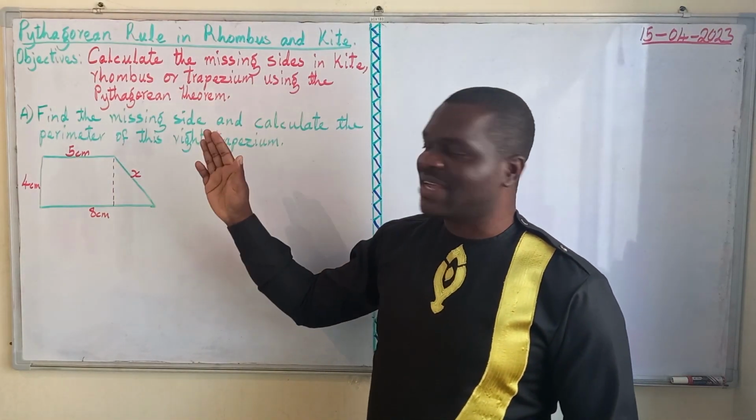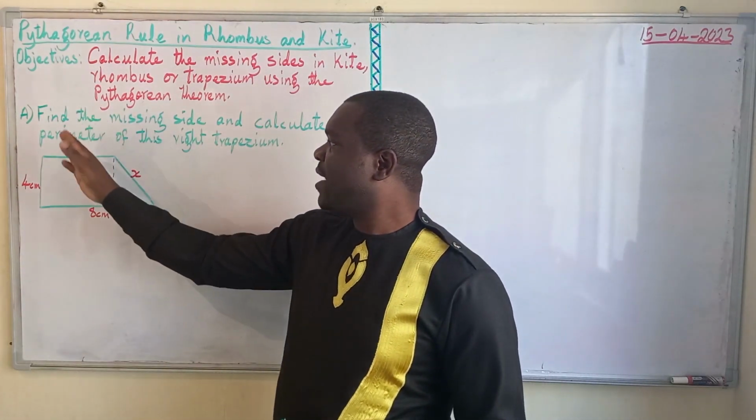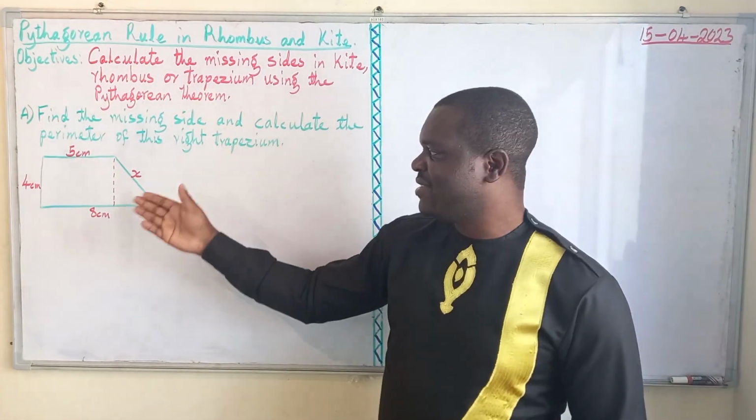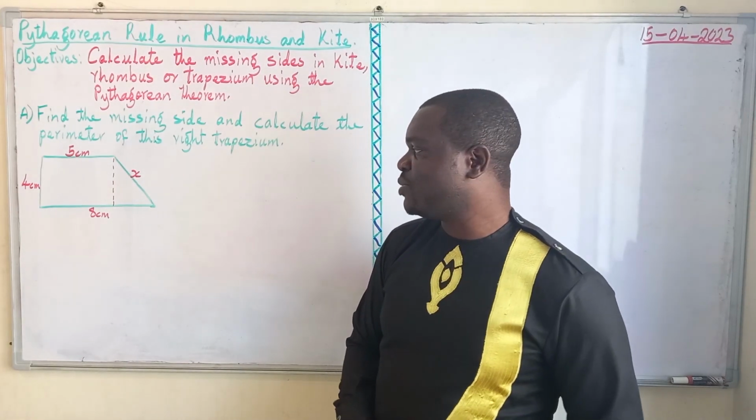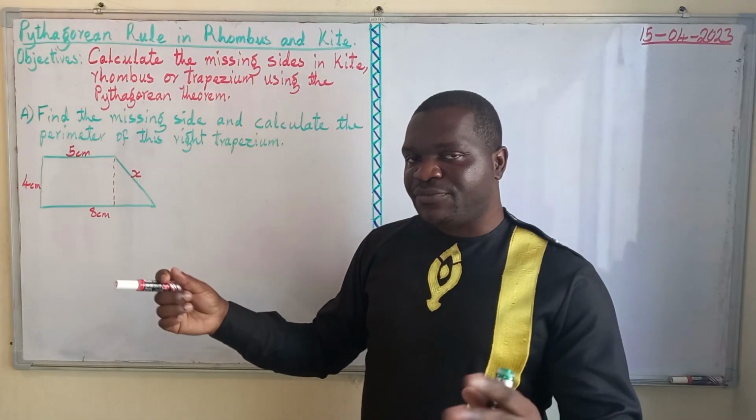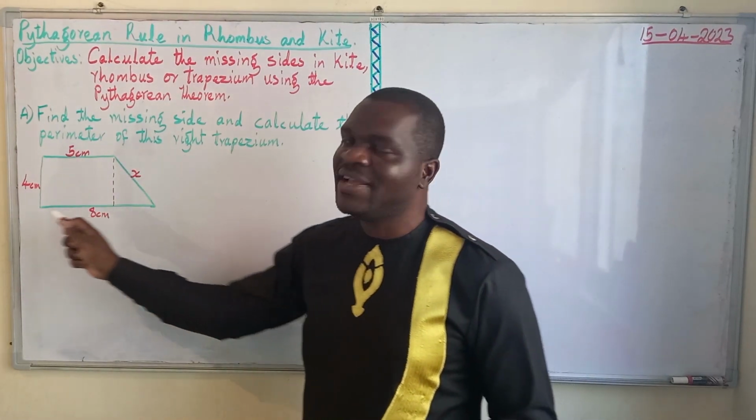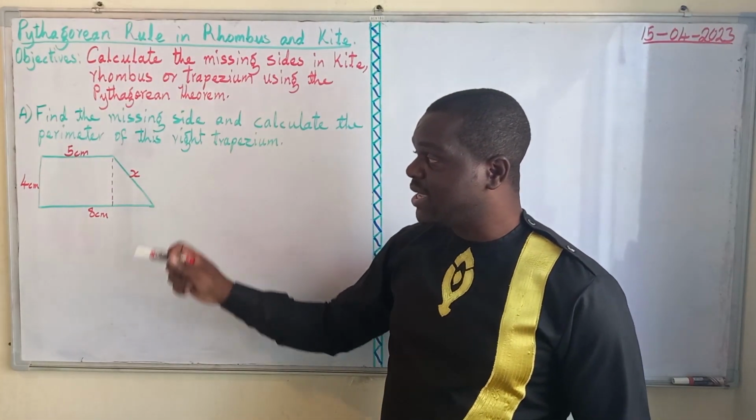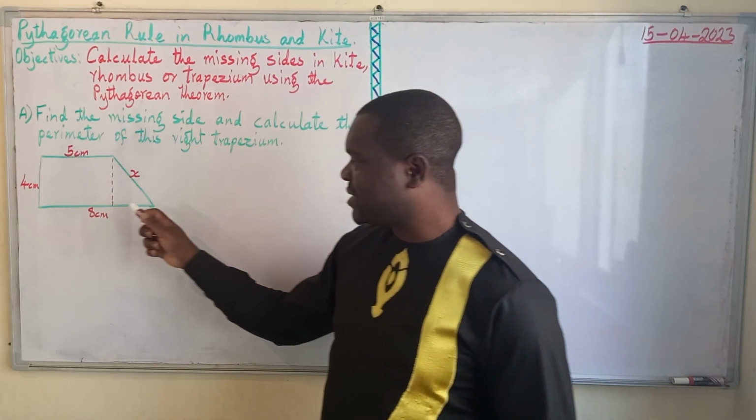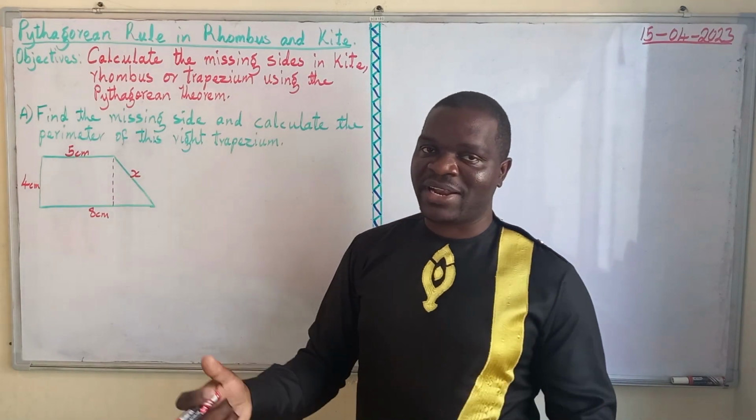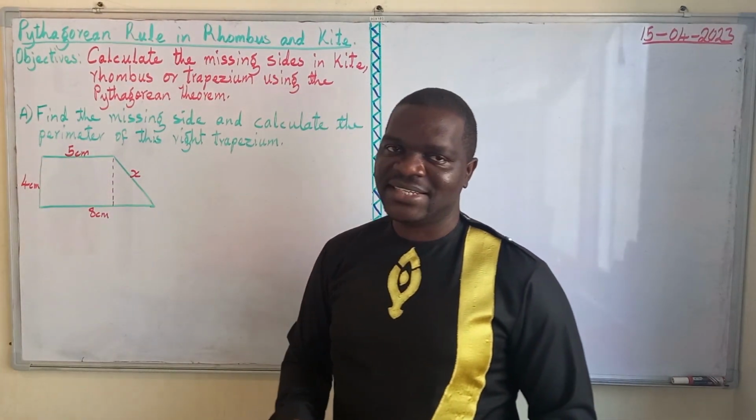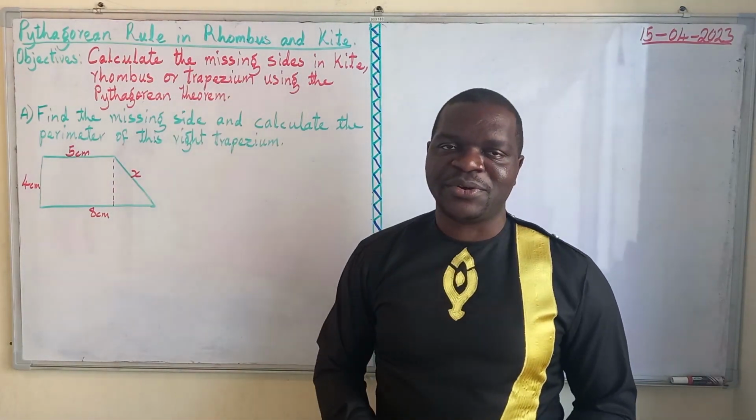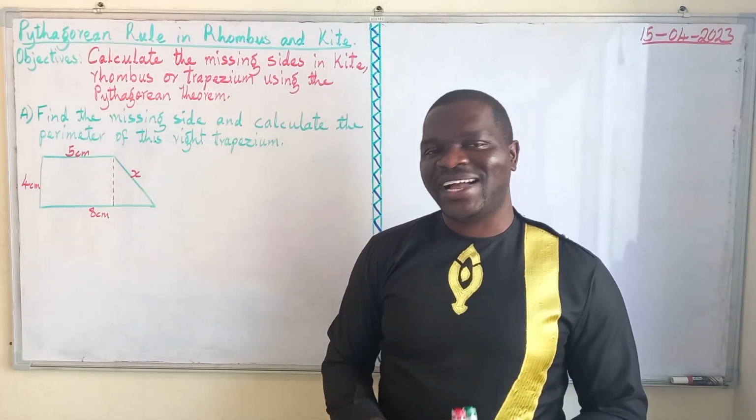So here on the board is our first example, and it says find the missing side and calculate the perimeter of the right trapezium. This is it we have here, and what we are asked to calculate is x. If it is a regular shape, you will have a rectangle, of course, two longer sides and a shorter side. But in this case, we have a longer side and a shorter side, which are the parallel sides, and we have the height. So we are asked to calculate x. How do we apply the Pythagorean theorem to solve this? Follow up as we go together.